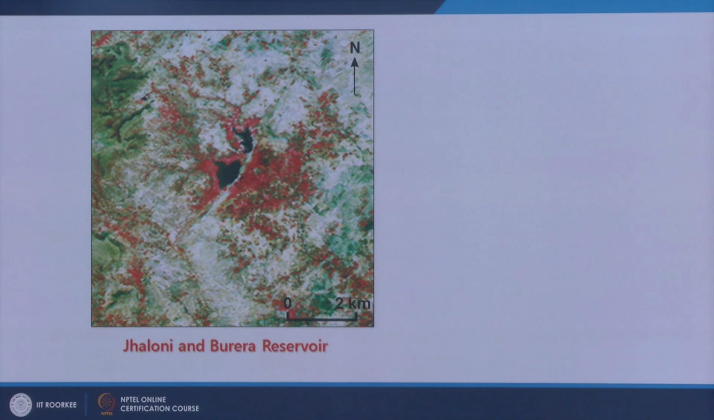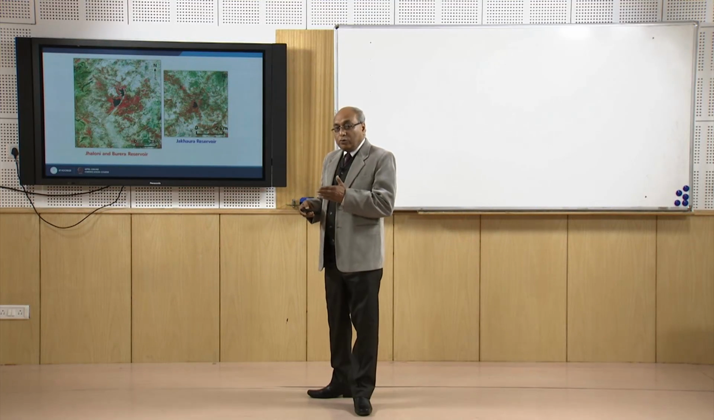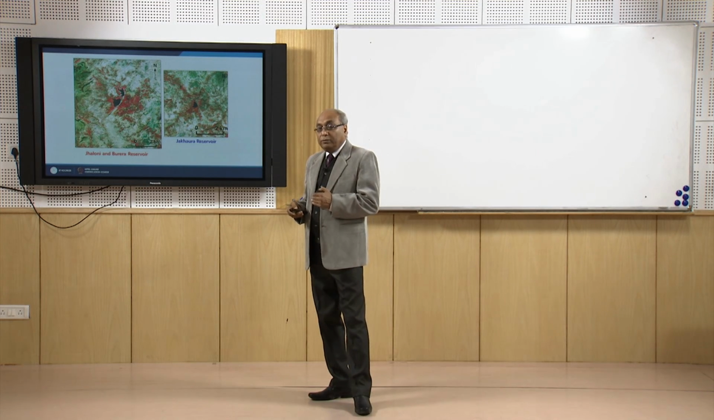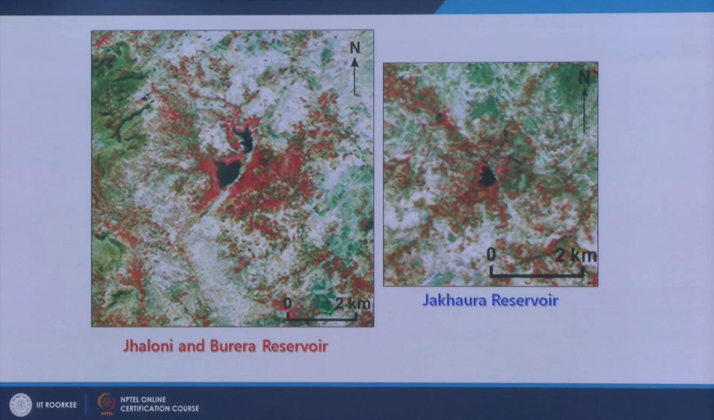There are two twin reservoirs, Jaloni and Burera. And again here you are seeing that this is the quartz reef, this is the downstream area, this is the upstream area, and there is a submergence area and a benefit area. Similarly here and Jakhora reservoir also. Sometimes we have found that these quartz reefs are so strong that they do not allow much water to go through. That means they are working as a complete groundwater flow barrier.